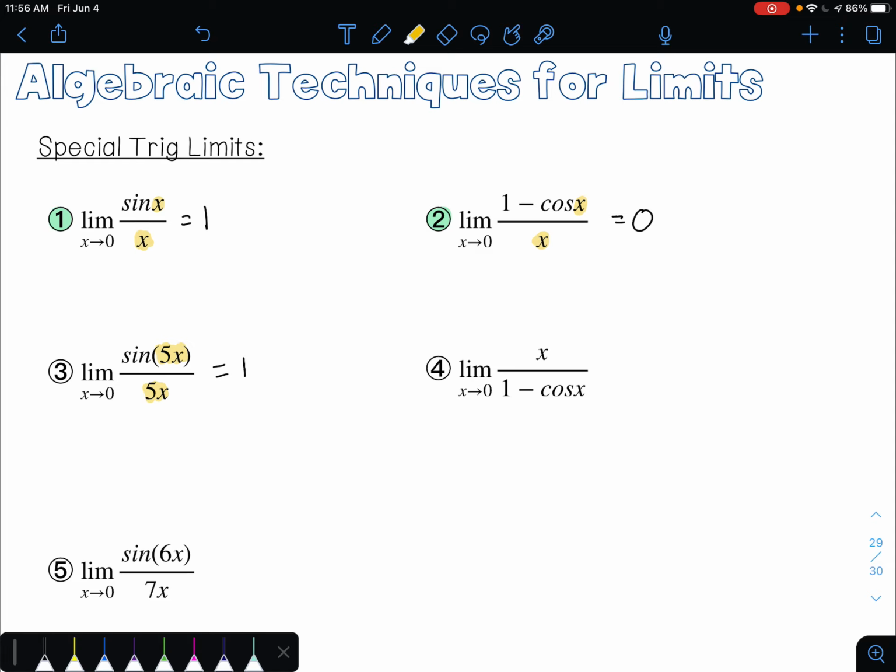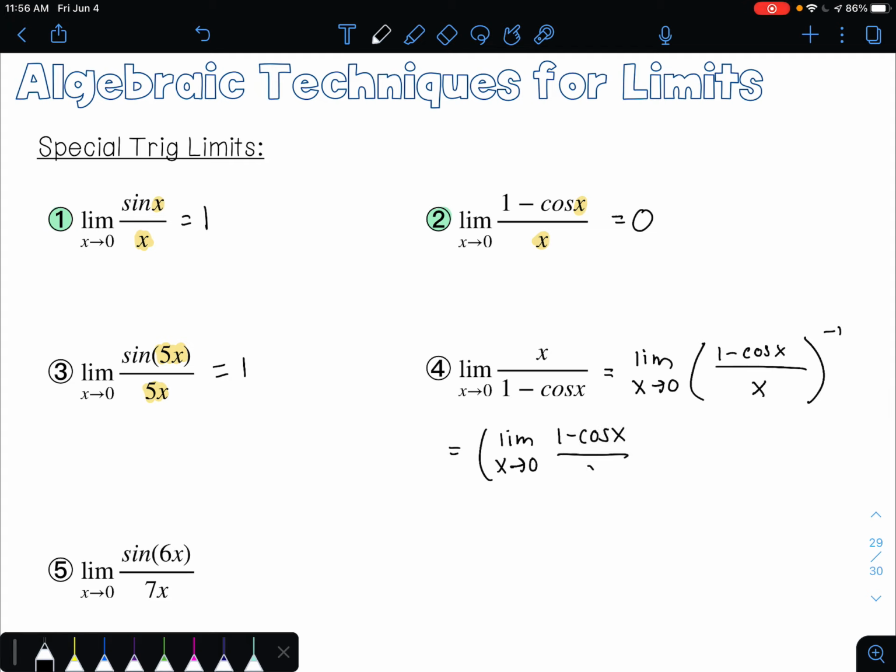So in number 4, all we did is change the order of the fraction. We took the reciprocal of the original fraction, so we want to be careful. We can think of this as taking the limit as x approaches 0 of 1 minus cosine of x over x, all raised to the negative first power. All that's telling us is to flip the fraction upside down. We can use our limit properties to put the limit on the inside and put that negative 1 exponent on the outside.